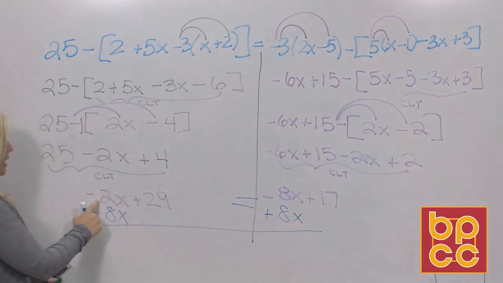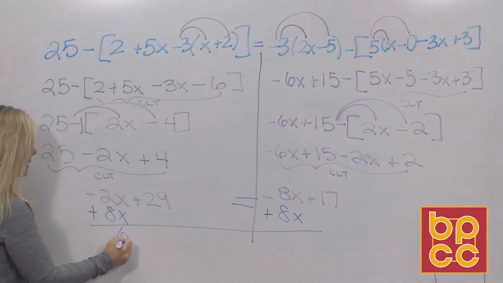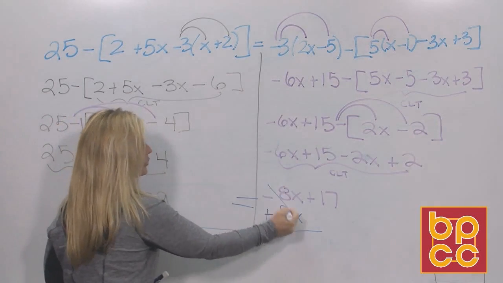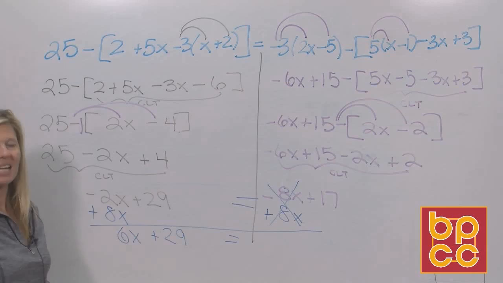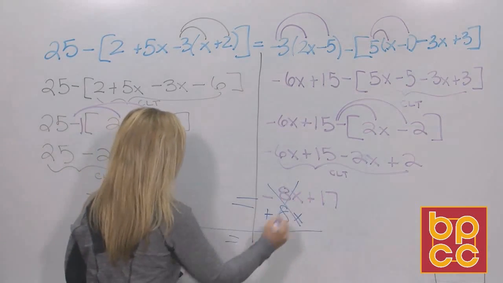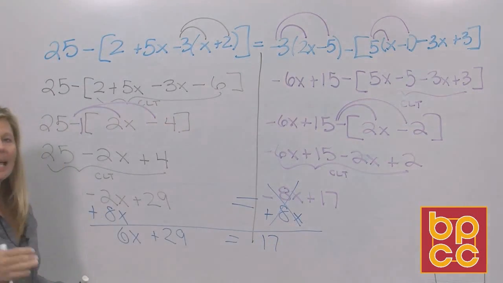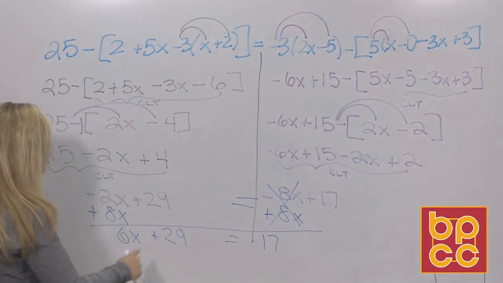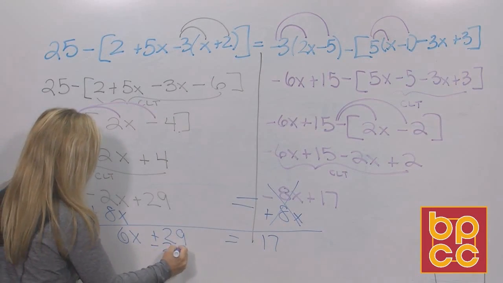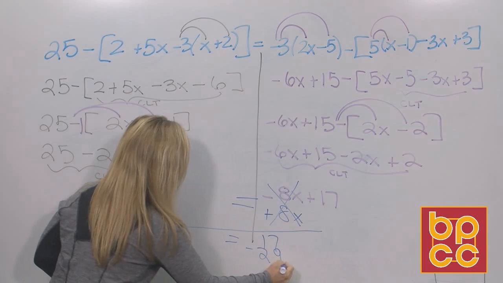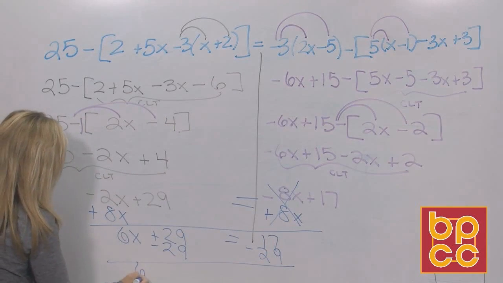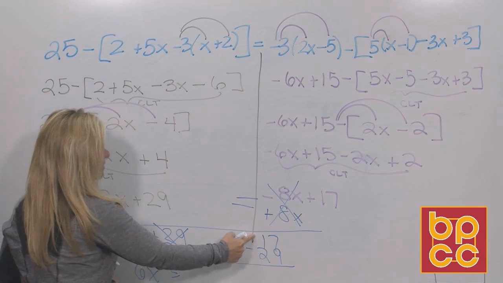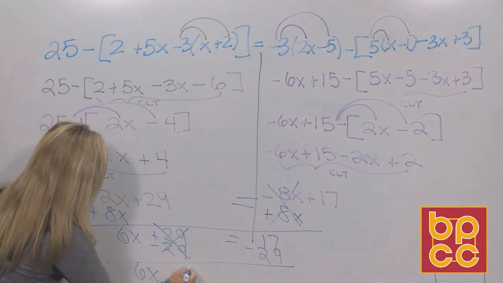Negative 2x plus 8x is 6x. Bring down the 29 equals, these are additive inverses. They cancel out, they make 0, and 0 plus 17 is 17. Now, step 5, move the numbers to the right. You move adding, subtracting first, so we're going to subtract 29. Bring down that 6x. There's your additive inverses. They cancel out. 17 minus 29 is negative 12.